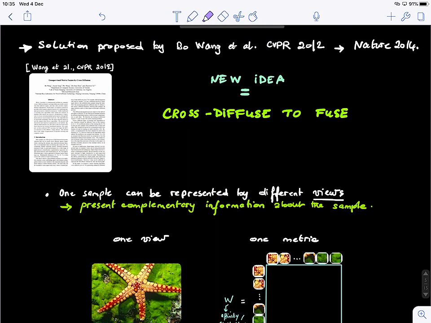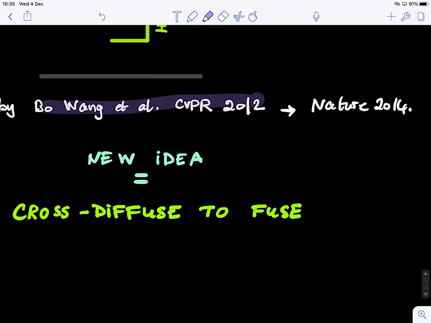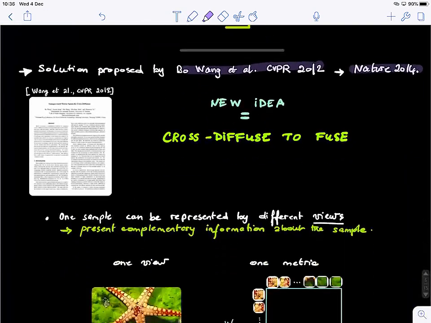So after thinking about the problem and discussing the solutions that you guys have proposed, we will look at the solution proposed by Wang in the CVPR paper 2012. And then this paper actually was extended into a full journal paper and published in Nature Methods in 2014.